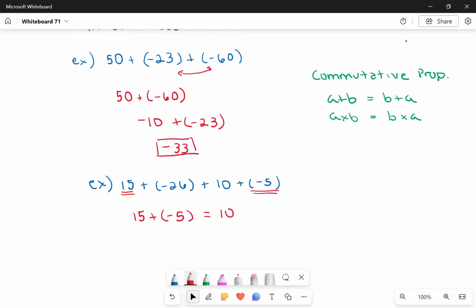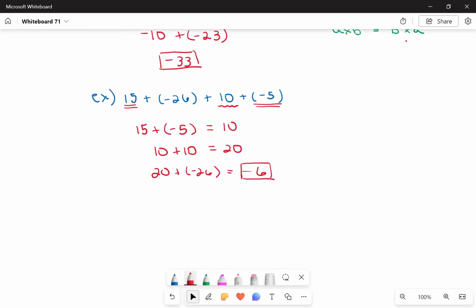Now I'll take that 10 and pair it up with this 10 right there, which will give me 20. And then last step, I'll take the 20 and add that to the negative 26, which will result in negative 6. All right, so there we go. Pairing up the numbers that are a little bit easier to work with.